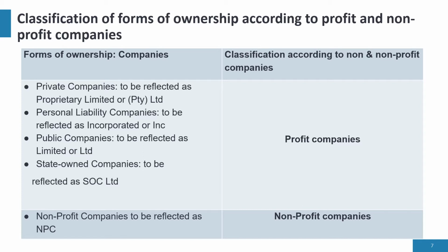Let us quickly look at the classification of forms of ownership according to profit and non-profit companies. Profit companies consist of private companies that end with Pty Ltd, and a personal liability company, which is reflected as incorporated. Profit companies also consist of public companies, whose names end with limited or Ltd, and then also state-owned companies. And then a non-profit company is reflected as NPC, which stands for non-profit company. So these are the classifications of the profit and non-profit companies.